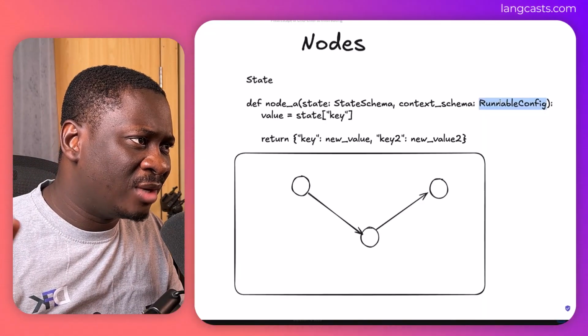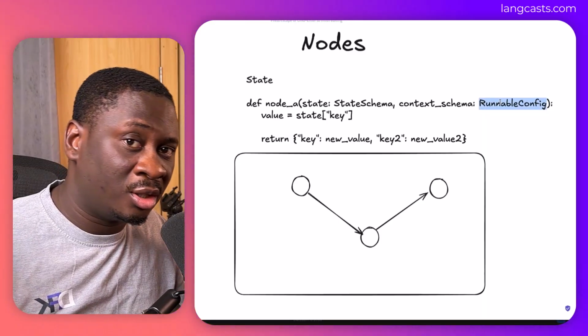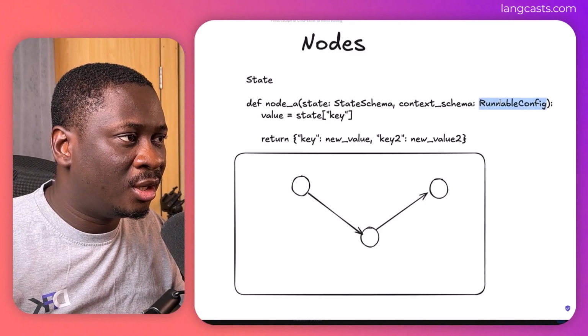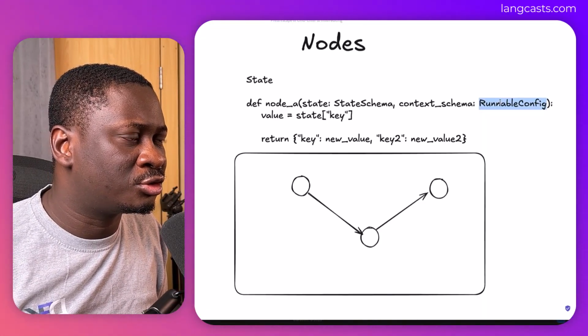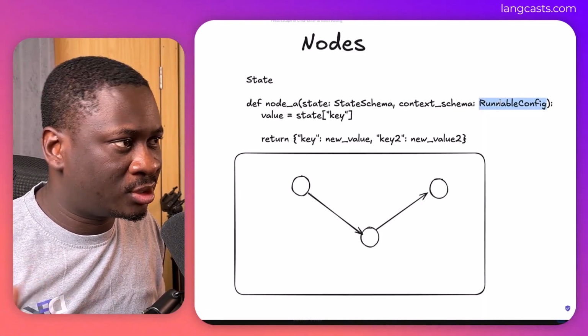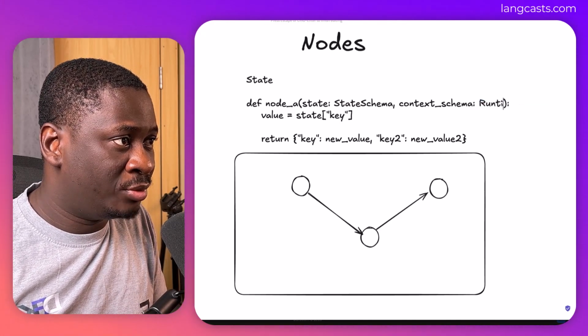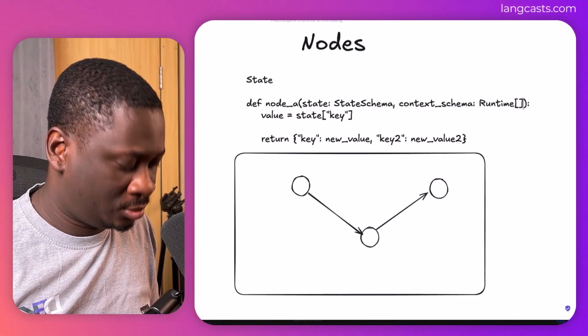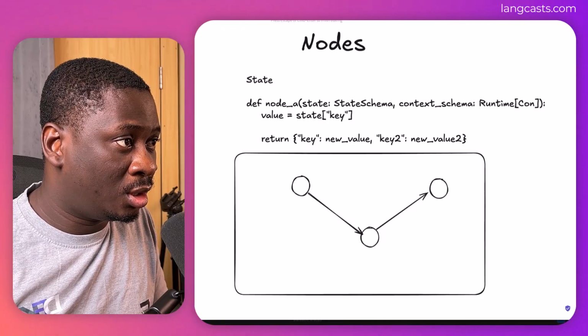So the context schema is, to me, kind of cleaner than runnable config, even though runnable config is still more elaborate, coming from the whole LangChain framework structure. But runtime context is much cleaner to work with. So for runtime, you basically pass in an annotated runtime. You annotate it with the context of your runtime.